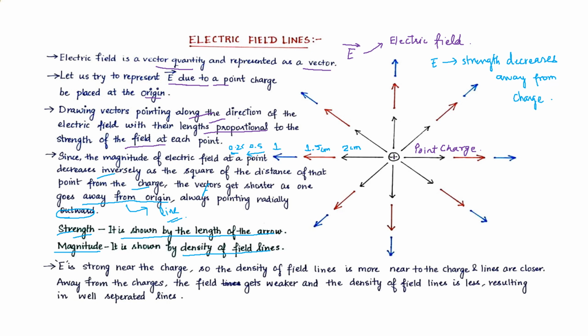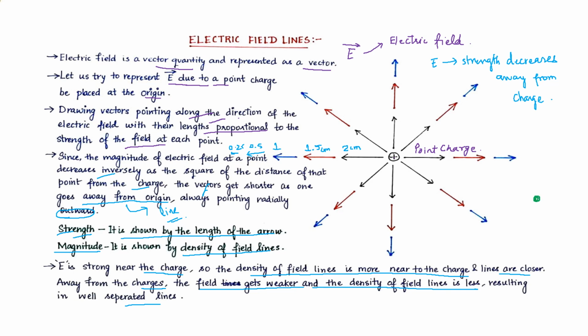Let's read out the last one. E is strong near the charge, so the density of field lines is more near the charge; the lines are closer. Away from the charge, the field gets weaker and the density of field lines is less, resulting in well separated lines.